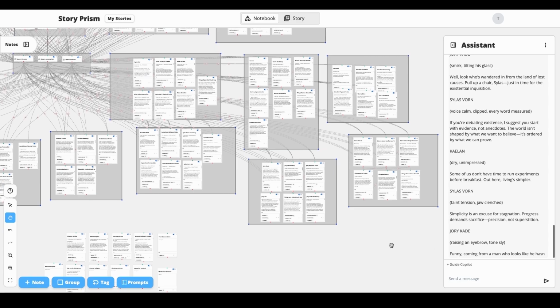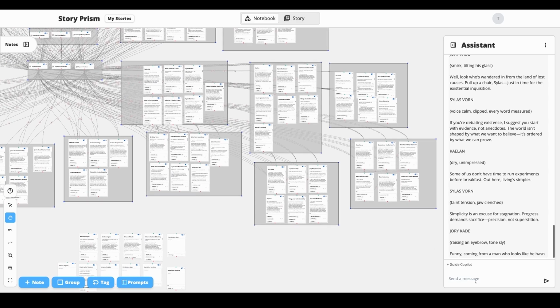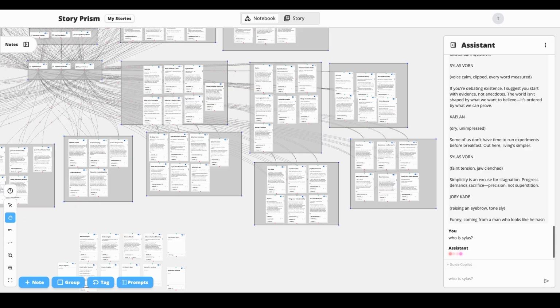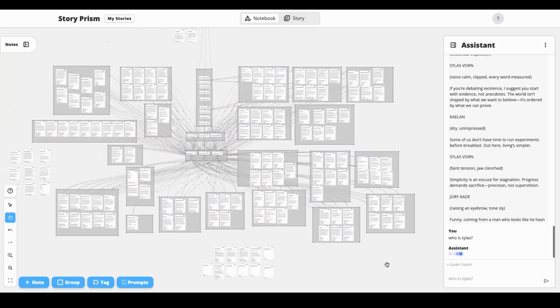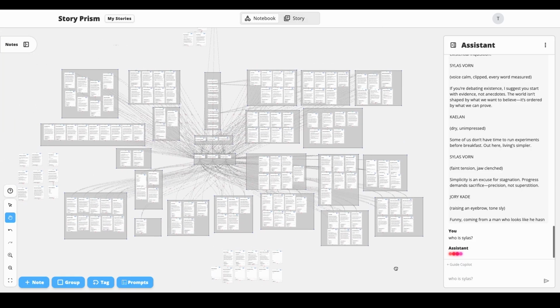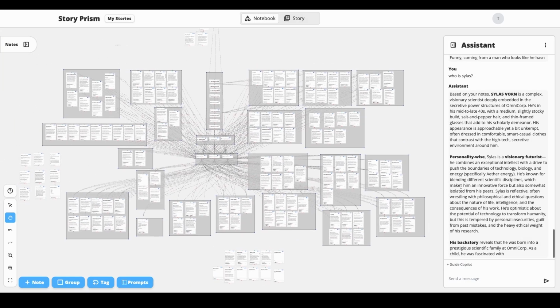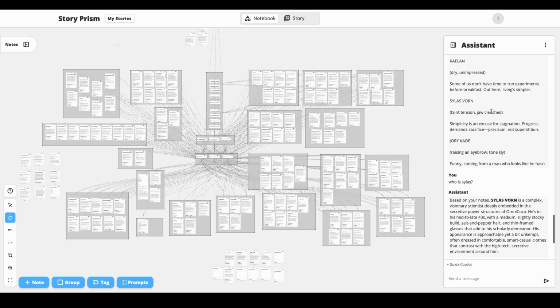So yeah, that's pretty interesting. Actually, Silas Thorne, well, let's see what actually it is. Who is Silas? Yeah, so that's another thing that's cool, right? I mean, there's a whole ton of information here, right? And a lot of times, we tend to forget stuff that we've written down. So this is a really great way of being able to pull a lot of that up.